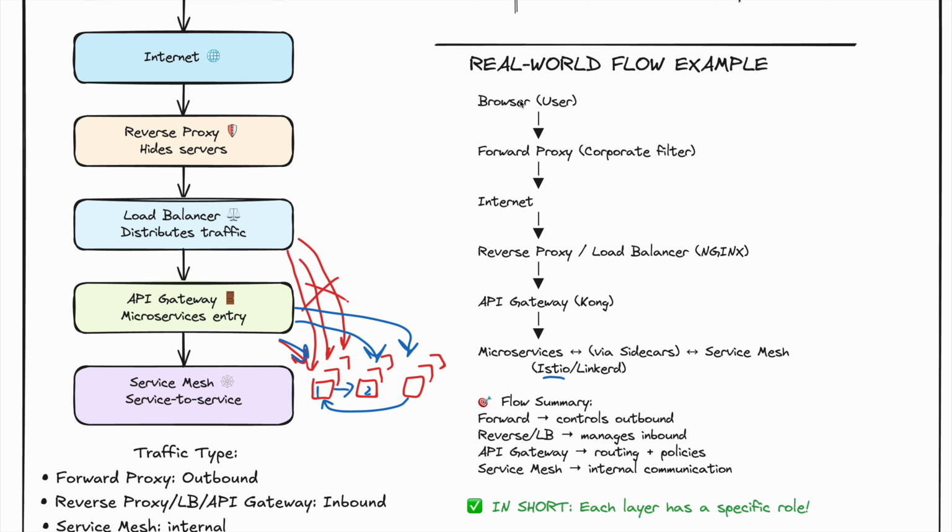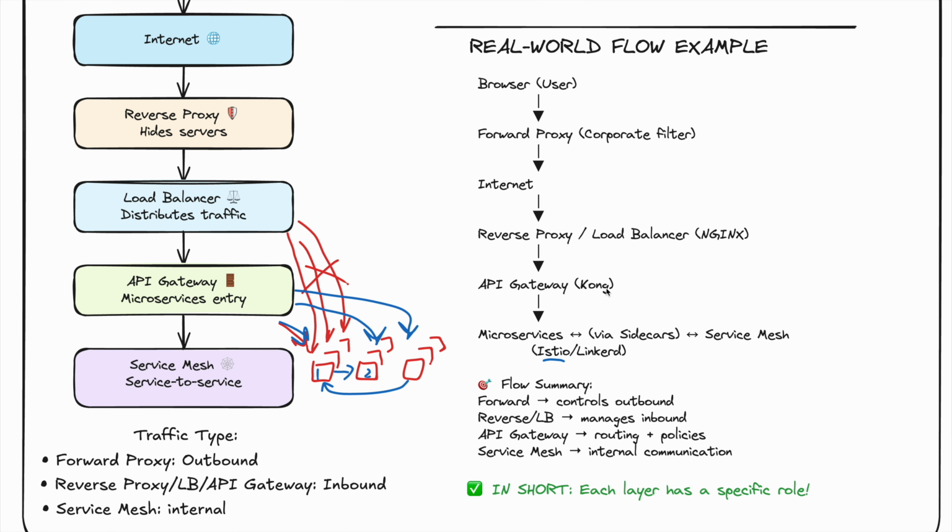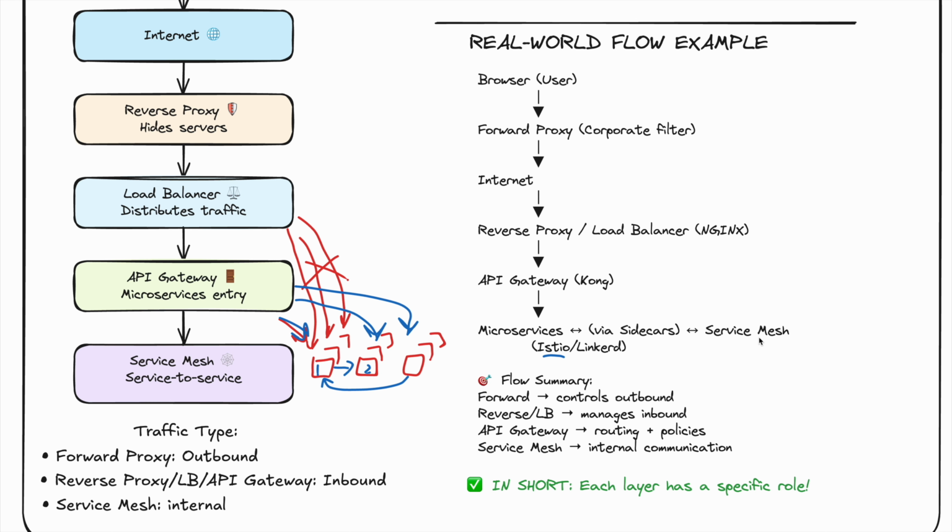So let's look at one real world flow. The user sends a request from the browser. That request goes to the forward proxy, let's say a corporate filter, and after that it goes to the internet. From the internet it goes to the reverse proxy or load balancer. Again, as you can see here, we have Nginx which is used for both reverse proxy and the load balancer. For the API gateway, we are using Kong, and for the microservices, we are using Istio on the service mesh side, which means that for microservices interacting with each other, we are using Istio.